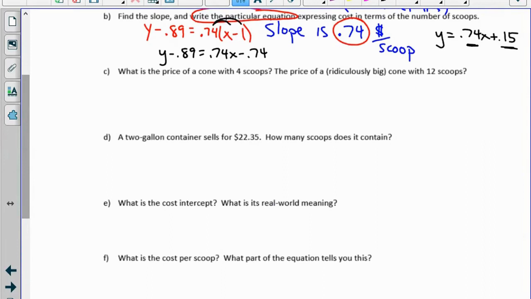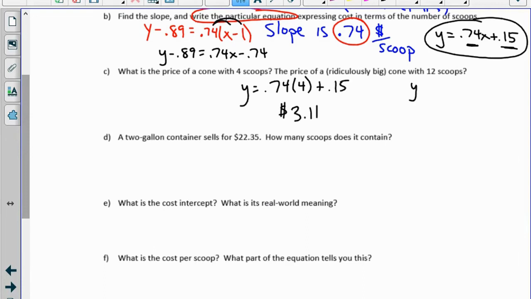So the rest of this is just working with this equation. And I think this equation is actually the easiest to work with rather than using a point slope in this particular format. So what's the price of a cone with 4 scoops? So what I would end up doing is I would take y equals 0.74 times 4 plus 0.15, $3.11. And then if I did the same thing with 12 scoops, I get $9.03. So that would be the price there.